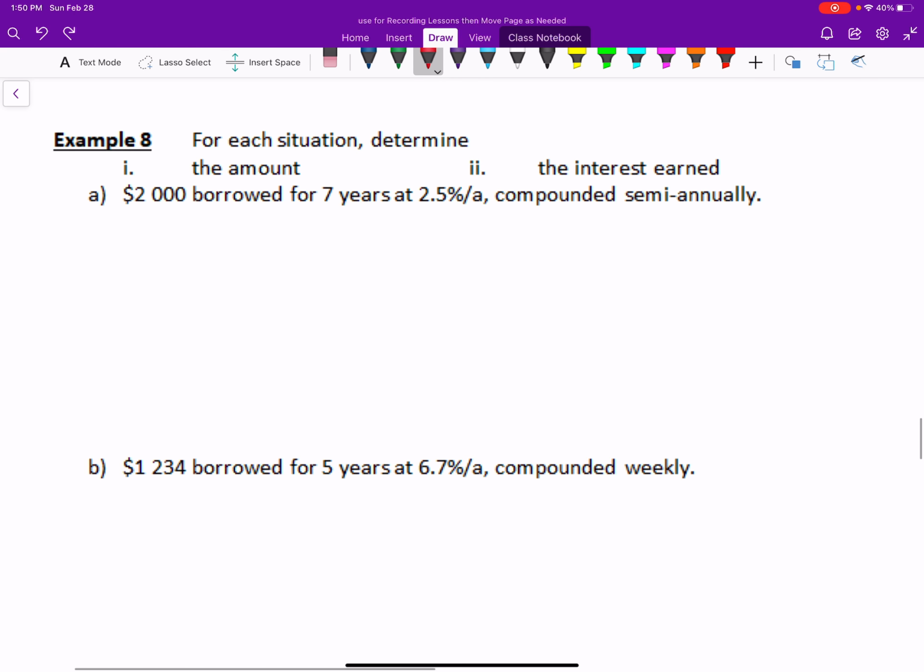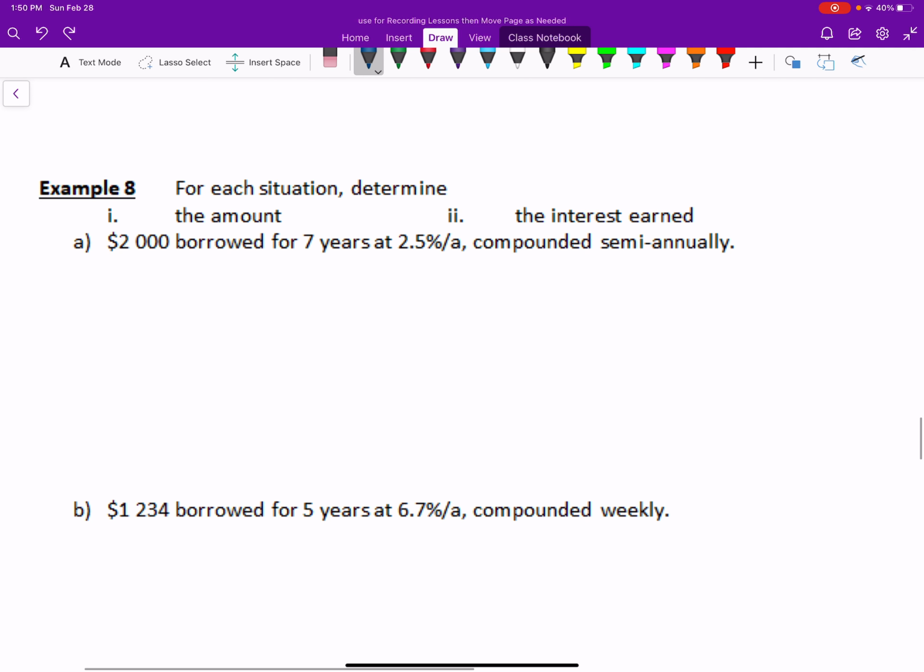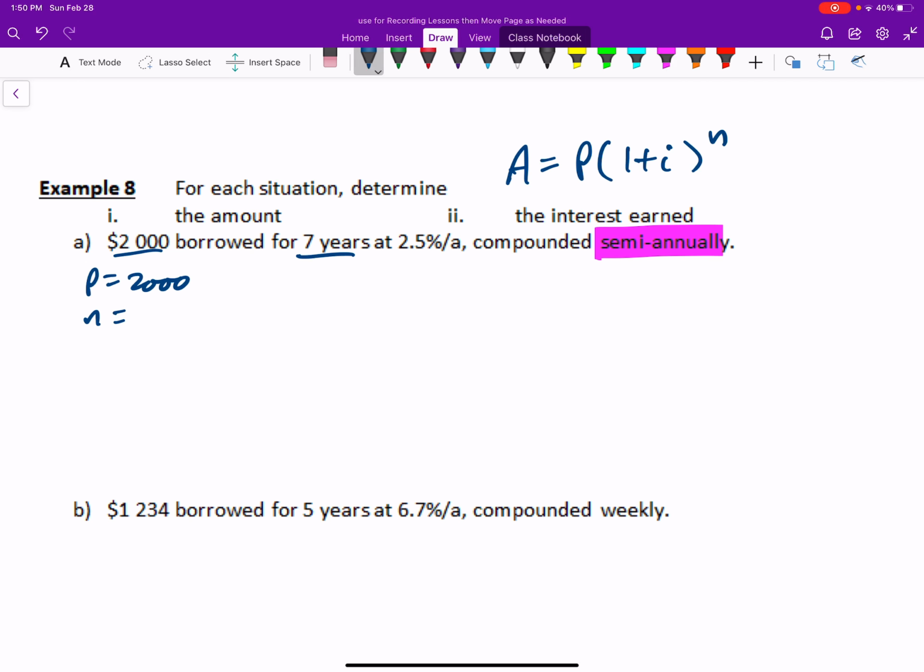For each situation, determine the amount and the interest earned. So that's exactly what I was just talking about. So I'm going to use this formula again, just rewrite it here. A equals, final amount equals the principal times 1 plus I to the n. So first I want to find A, the final amount. So let's identify some stuff here. So principal is $2,000. That's what's being invested. 7 years. So N, let's get the keyword here, semi-annually. So N is going to equal 7 years times 2 for semi-annually, so 14. I is going to equal 0.025 divided by 2, again because of semi-annually.